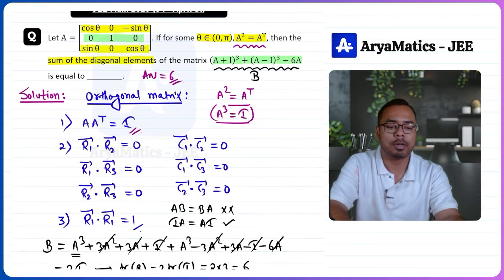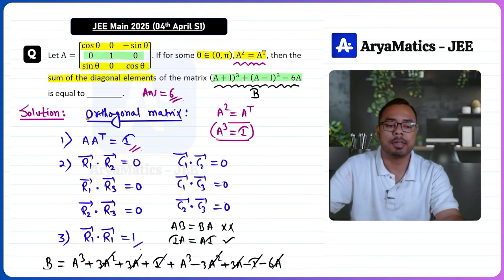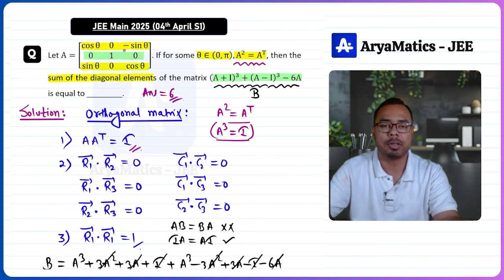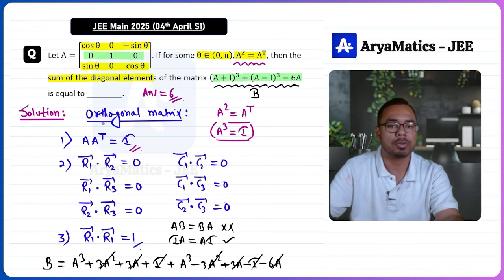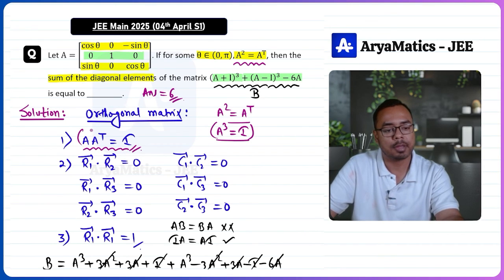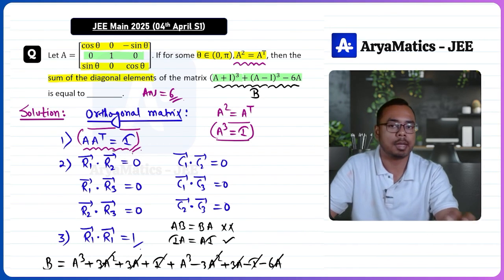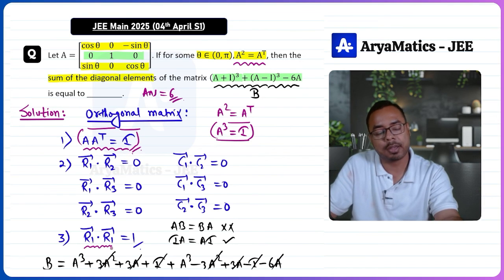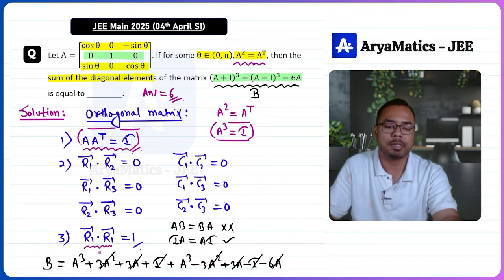Now this was an important concept, because if you are familiar with this definition of orthogonal matrix, then simply by observation you can identify whether a matrix is orthogonal or not. Otherwise, you will have to calculate A into A transpose, right? So always remember that in case of orthogonal matrix, every row is perpendicular to every other row. Same thing for columns. And each row vector and column vector is a unit vector. That means if you take the dot product of a row vector with itself, we must get 1.